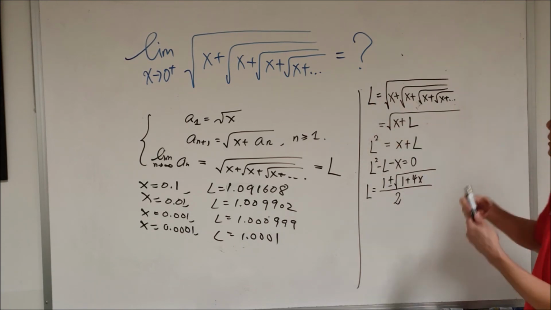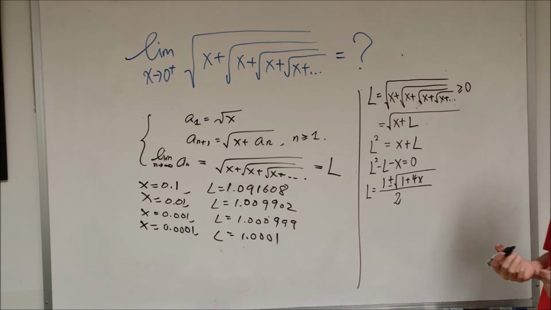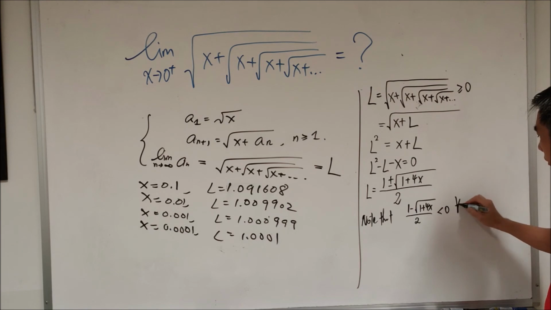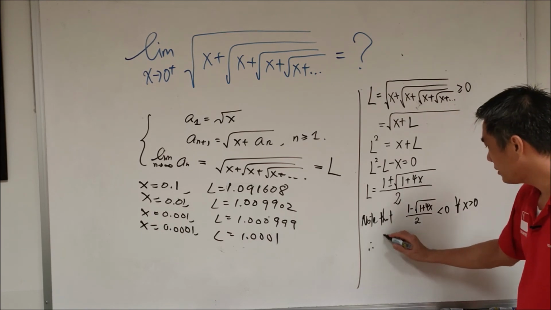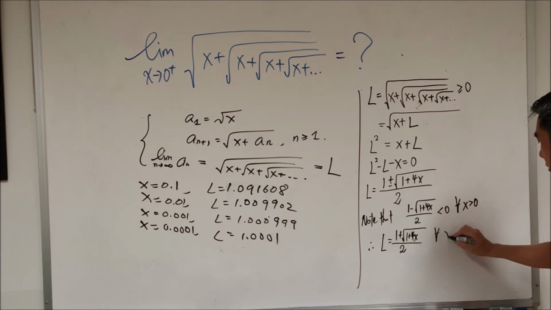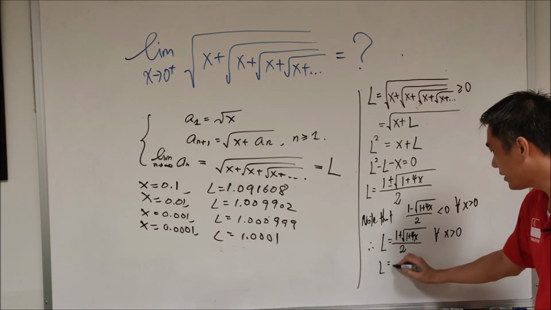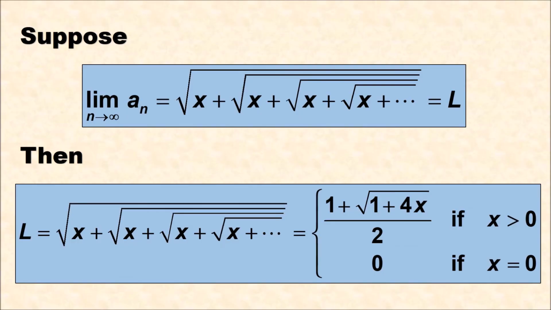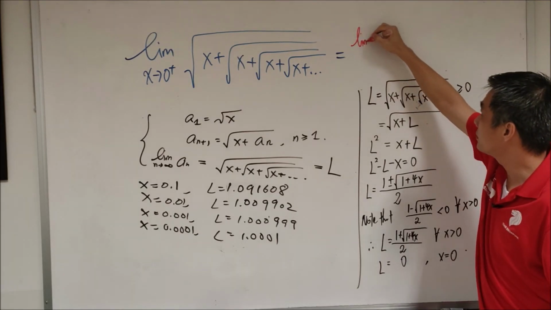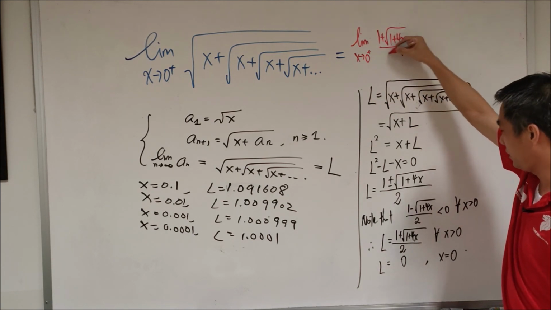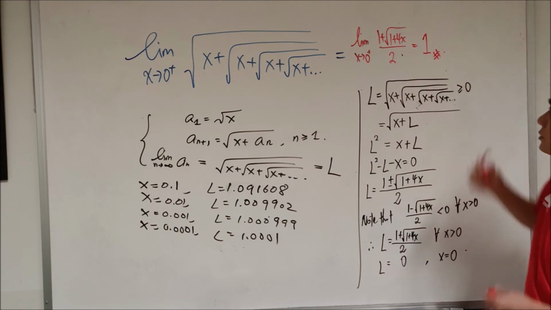And it means that L must be greater than or equal to 0. Note that 1 minus the square root of 1 plus 4x, over 2, will be a negative value for all x greater than 0. So therefore, L will be equal to 1 plus the square root of 1 plus 4x, over 2, for all x greater than 0. And L will equal 0 if x is equal to 0. This will equal the limit as x tends to 0 from the positive side of 1 plus the square root of 1 plus 4x, over 2. And the answer is equal to 1.